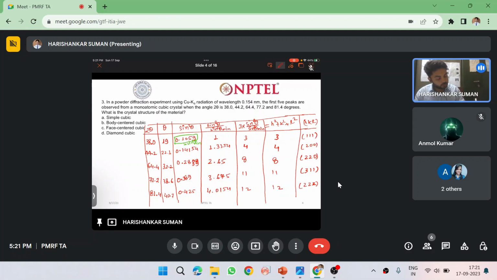Okay, so you can see these are all either even or odd. First is odd, second is even, even, odd, even. So all are unmixed. This is also 3, 4, 8, 11, 12, FCC. Or you can calculate the hkl here also. So this is concentrated TB.